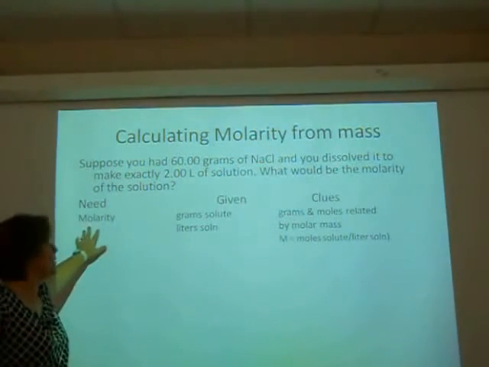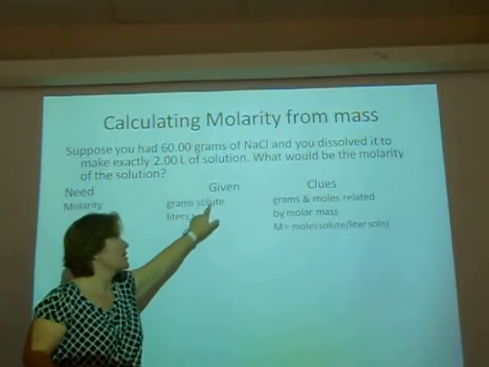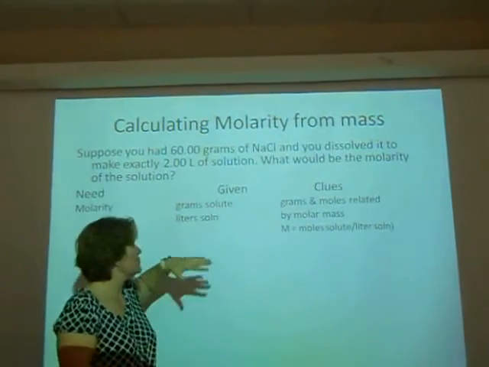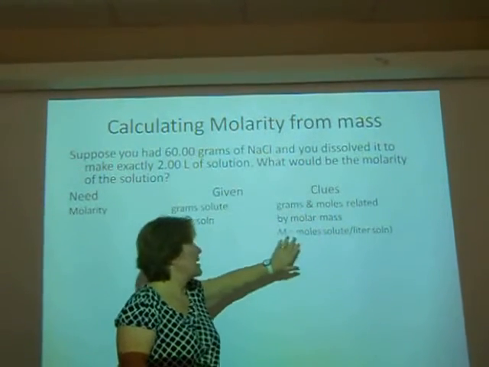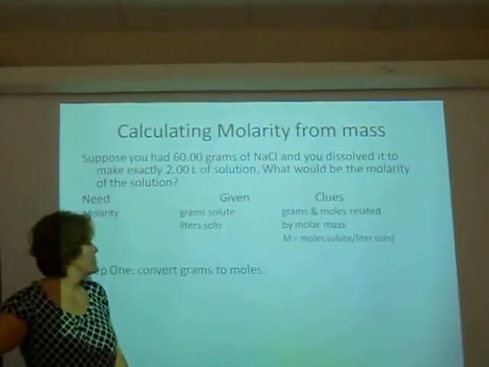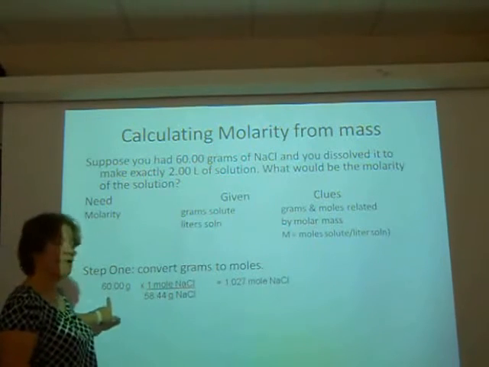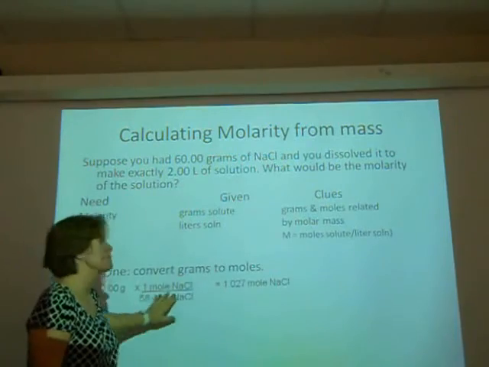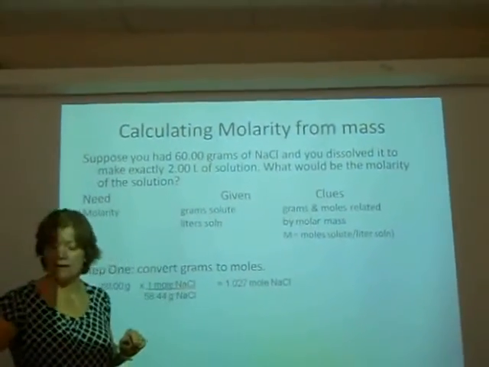So again, I'm looking for molarity, I'm given grams of solute, and I'm given liters of solution. Be very careful, it's really important to first identify what is the solute and what is the solution. I know that grams and moles are related by molar mass, and I know the molarity formula is moles of solute per liter of solution. So I'm going to first convert grams to moles. 60 grams times 1 mole per 58.44 grams of NaCl, I got this molar mass from looking at the table. That turns out to be 1.027 moles of NaCl.